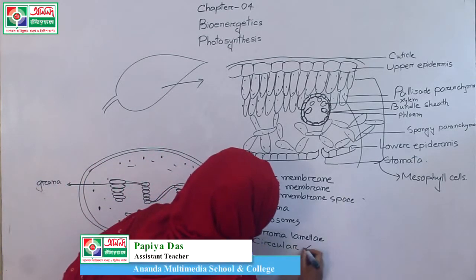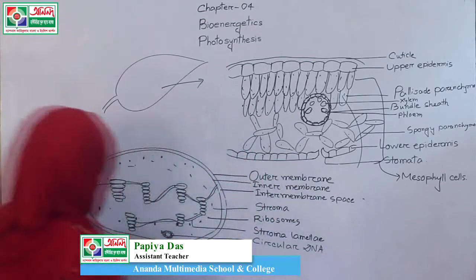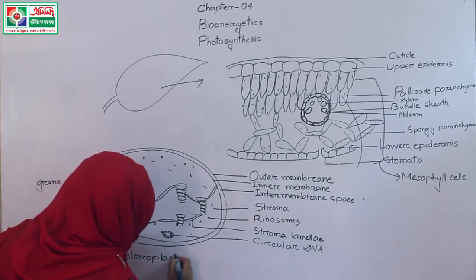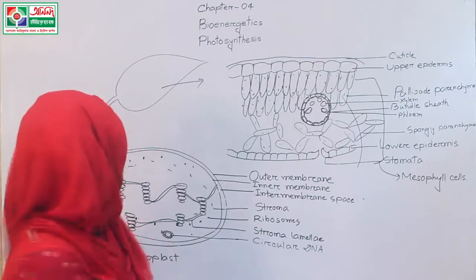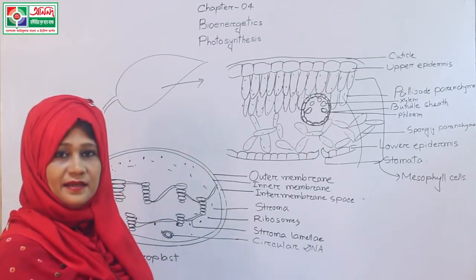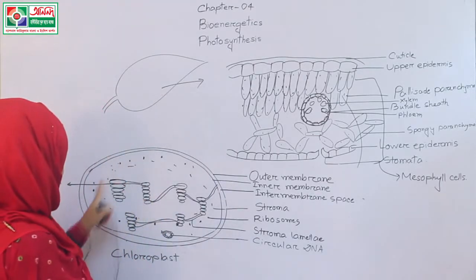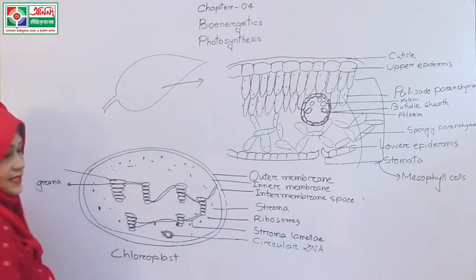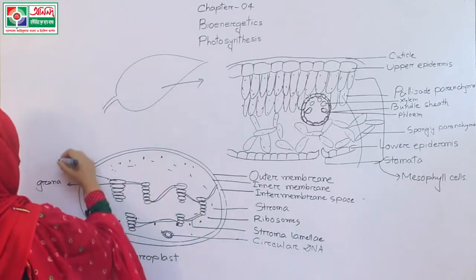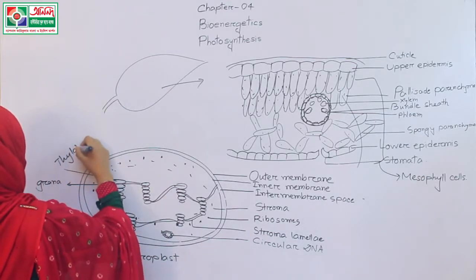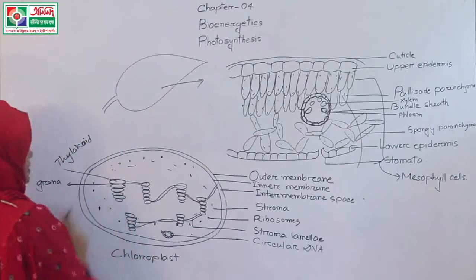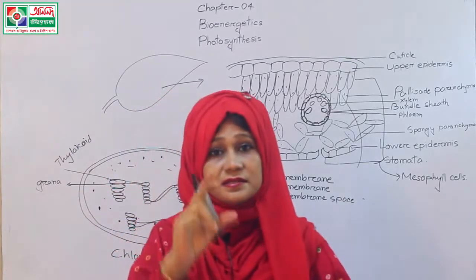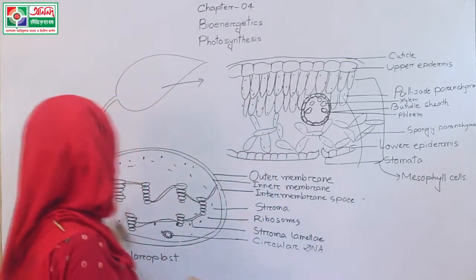This is circular DNA. So this is the structure of chloroplast under electron microscope. The chloroplast contains DNA and ribosomes. These are the ribosomes and this is the circular DNA. Students, the single grana is known as the thylakoid. Collectively, these membranes are known as the grana, and just the single one is known as the thylakoid.